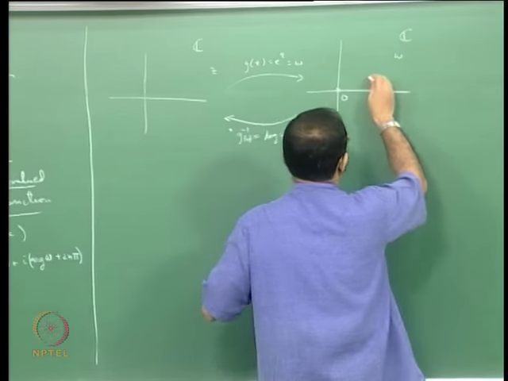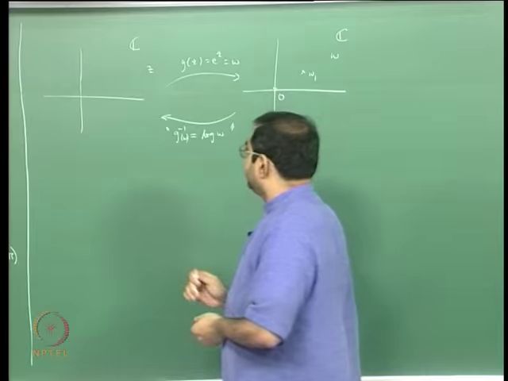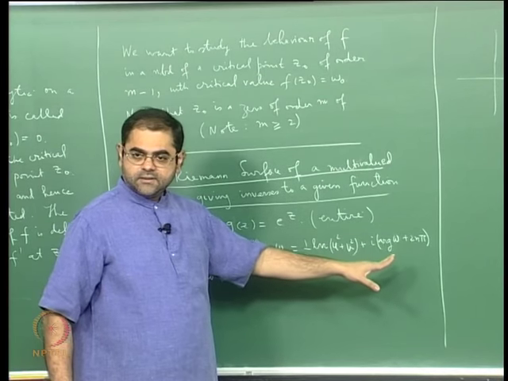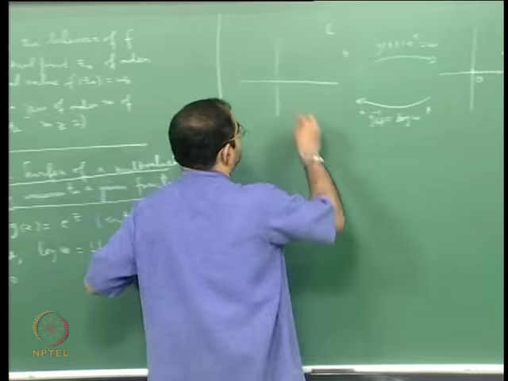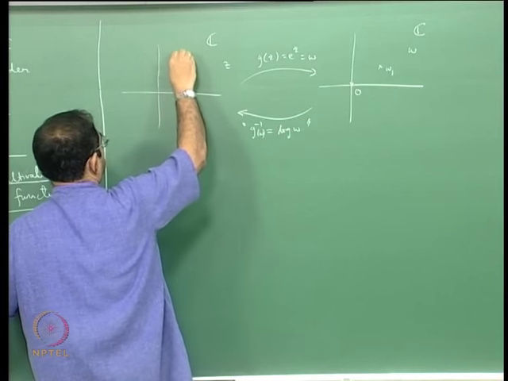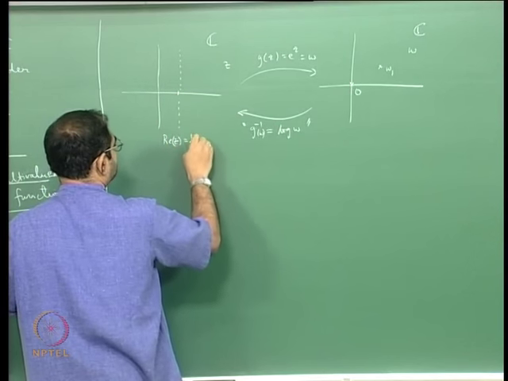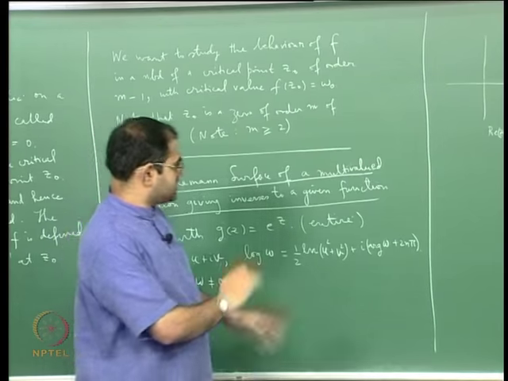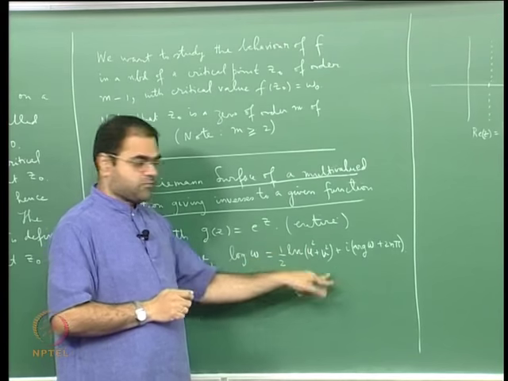So if I start with a value, say w1, and look at log w1, I will get lots of values, all of which have the same real part, which is some value here. So this is this line. This line is given by real part of z equal to ln mod w. Maybe I should not write half, it's just ln mod w, because it's already ln of mod w.